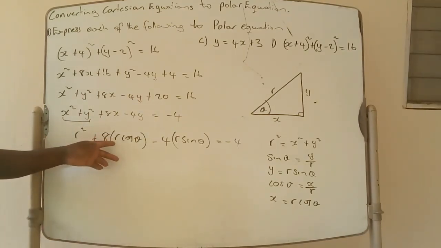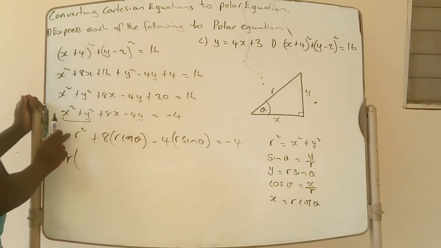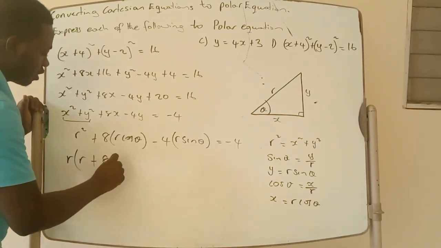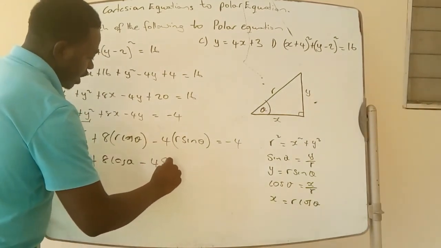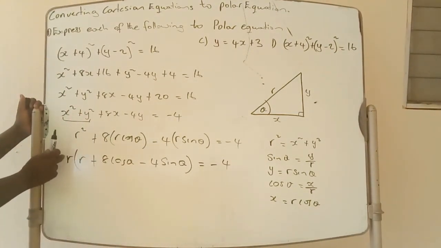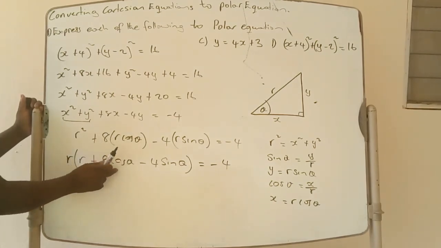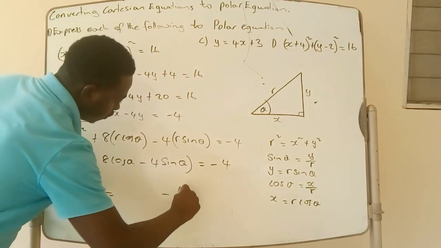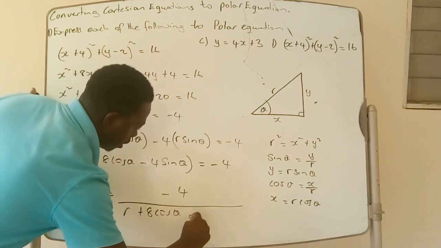Now we have r here, we have r in this term, and we have r in this term, which means that we can factor out an r. So if we factor out r, factor out r out of r squared, that leaves us with r, plus factor out r out of the second term, that leaves us with 8 cos θ, minus factor out r out of the third term, that leaves us with minus 4 sin θ, equal to negative 4. Now all you need to do is to just divide both sides by the bracket here, which is r + 8 cos θ − 4 sin θ. And your final answer is r is equal to −4 all over r + 8 cos θ − 4 sin θ.